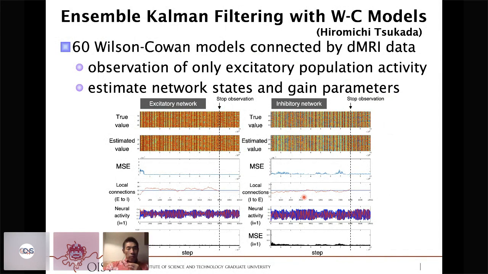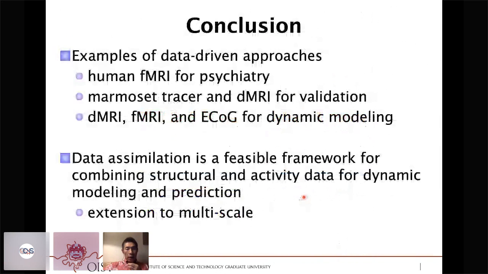Okay, so let me conclude. I showed some examples of data-driven approach, like human MRI data for psychiatry, and also the optimization and validation of the tracer fiber tracking algorithm using tracer and the MRI data, and also combining the structural and the functional data for understanding the underlying brain dynamics.